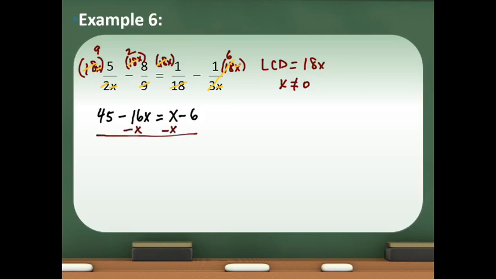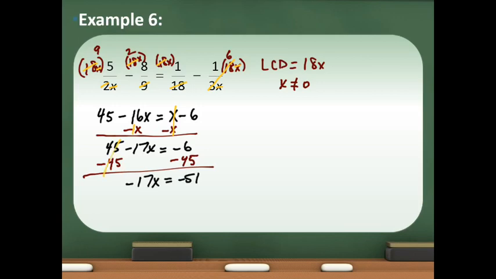So let's go ahead and get rid of the x on the right by subtracting x on both sides. And notice you are adding negative 16 and negative 1 there to get the negative 17. Let's get rid of that 45 by subtracting 45 on both sides. We get negative 17x is equal to negative 51. And if we divide both sides by negative 17, we're going to get 3. And again, that's a good value. For all the problems we're doing, we're not going to end up throwing out any numbers. But later on in this course, we'll run into problems where we will.